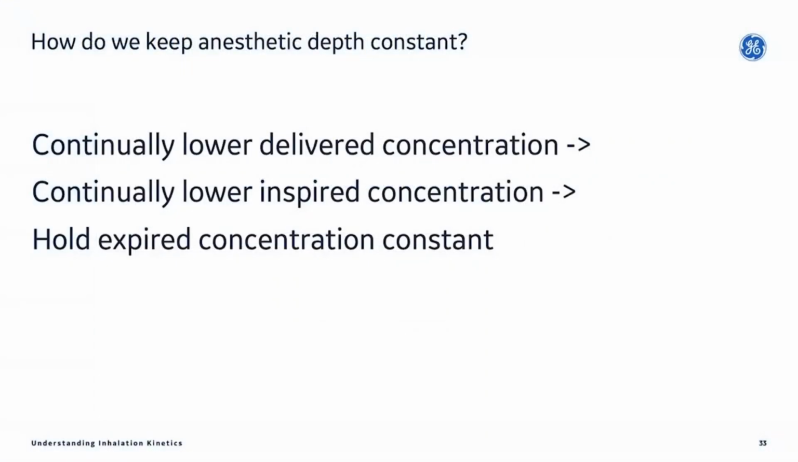So how do we in real life keep anesthetic depth constant? We continually lower the delivered concentration, which continually lowers the inspired. And then we do that in such a way that we hold the expired concentration constant. Our breathing circuit messes up our ability to control inspired precisely, but we're measuring inspired and we're measuring expired, so we can achieve this just fine. But we've got to work at it, look continuously, and adjust as needed.